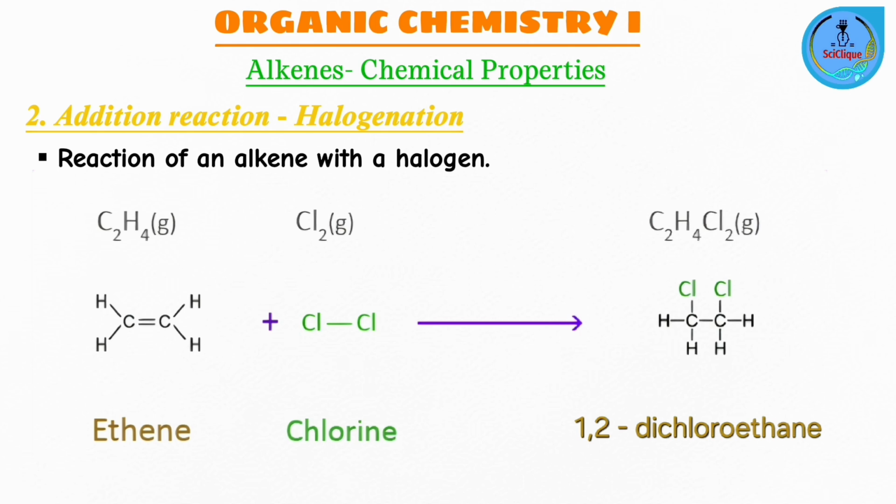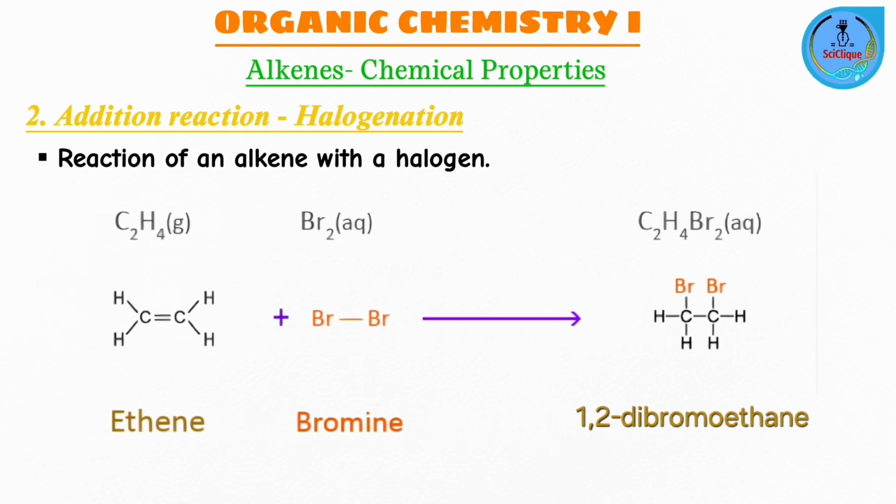Where are they located? On the first and second carbon atoms. And it's ethane because we have two carbon atoms, and we have single bonds throughout. So the name is 1,2-dichloroethane. Now, what if I was to use bromine instead of chlorine? Same thing, the double bond splits open, bromine atoms fit into the three single bonds, and you end up having 1,2-dibromoethane.